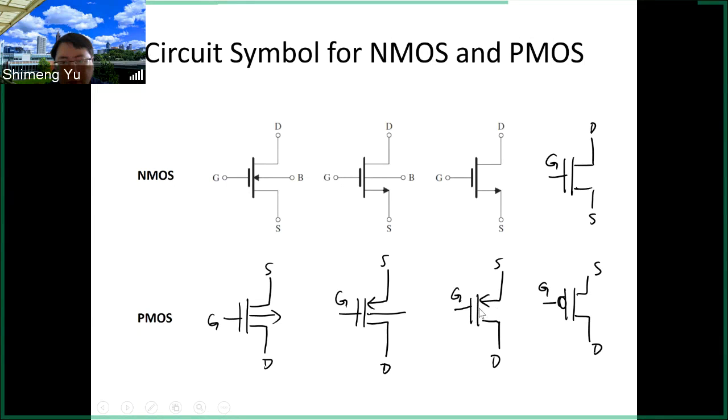And if we want to get rid of the arrow, then for the PMOS, we have to add this circle to the gate to represent the PMOS. Because as we discussed, for the PMOS, everything is reversed. So it's like an inversion. In digital logic, if you want to invert something, you add this circle to the symbol. So this is PMOS. Just different flavors of the circuit symbols, so don't be confused.